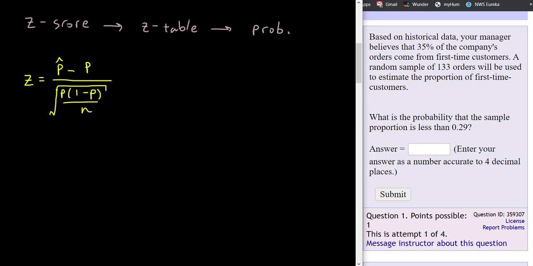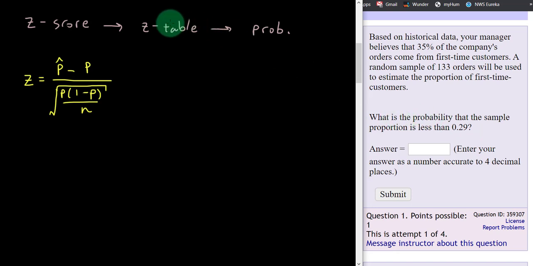In this video, we're going to illustrate a problem from the homework. This is number 1. Based on historical data, your manager believes that 35% of the company's orders come from first-time customers. A random sample of 133 orders will be used to estimate the proportion of first-time customers. What is the probability that the sample proportion is less than 0.29?